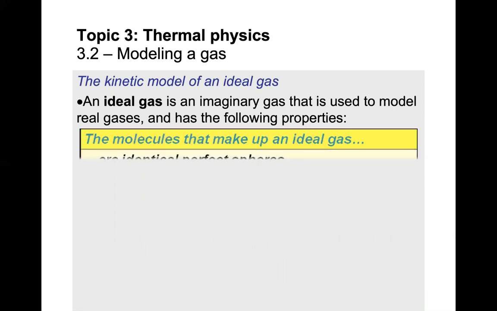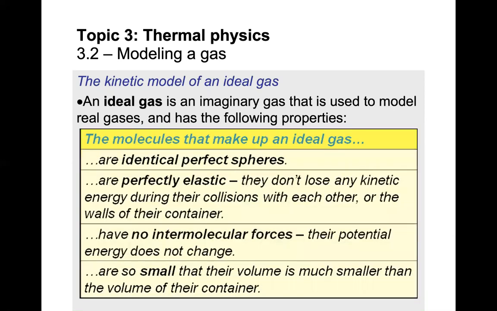Now we'll be talking about an ideal gas. So these are the characteristics of an ideal gas. The molecules that make up an ideal gas are perfect identical spheres. Their collisions are perfectly elastic. It means that the momentum and kinetic energy both are conserved when they collide with each other or when they collide with the walls of the container. Number 3, they have no intermolecular forces.